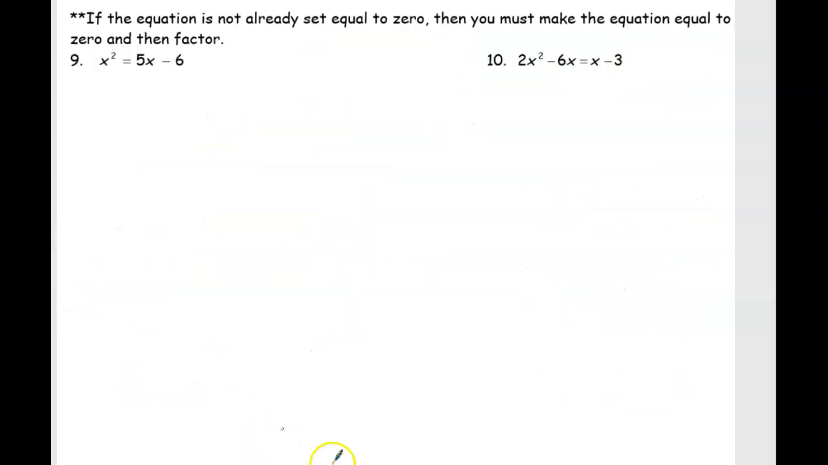Okay, number 9. If the equation's not already set to 0, you have to make it equal to 0 and then factor. So you've got to move it around a little bit. We're going to bring the 5x over by subtracting 5x. So I'm going to say x squared minus 5x. Then I'm going to bring the 6 to the other side by adding 6. And now I can set it equal to 0.